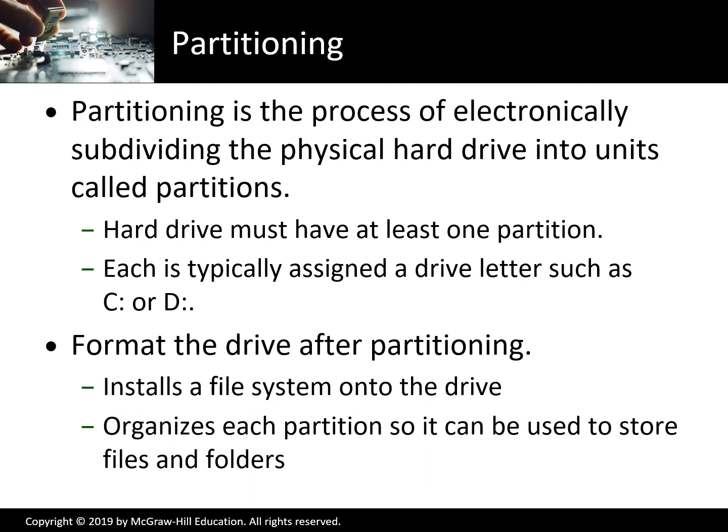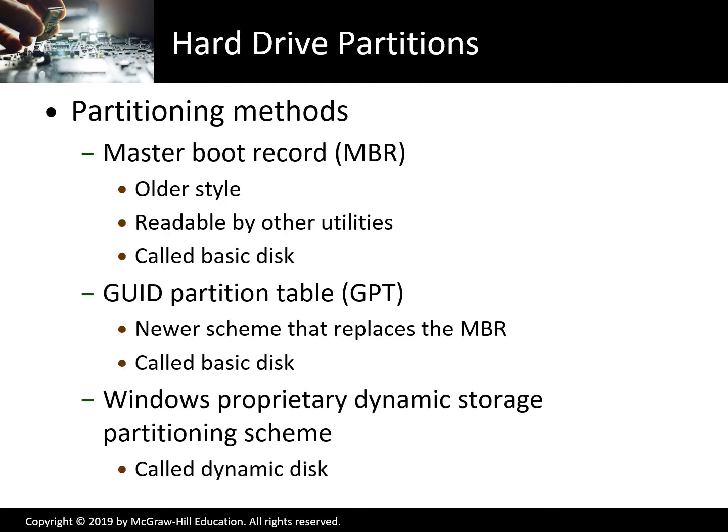Each hard drive has to have at least one partition. Traditionally, the hard drives are either labeled C or D. A and B were reserved for floppy drives. Once we format this, we install a file system onto a drive. The organization of each partition is so that it can store files and folders. What most people don't understand is that when you format a hard drive, you're basically changing this, not wiping the information off of it. A lot of politicians were shocked.